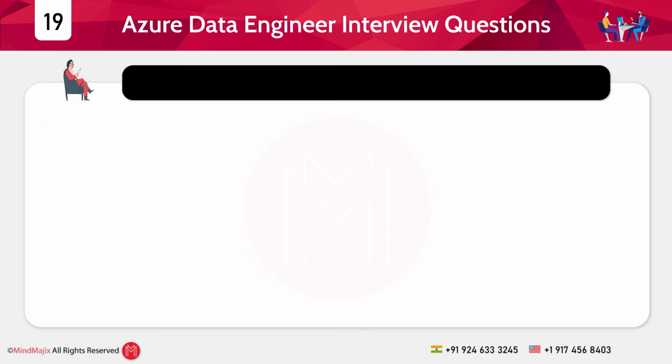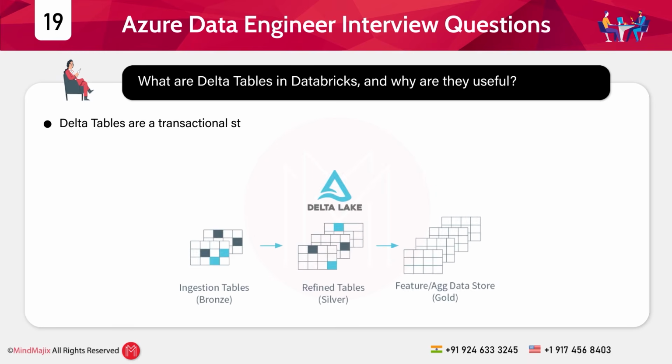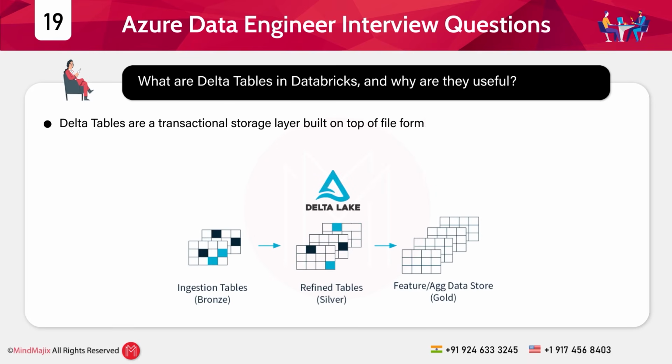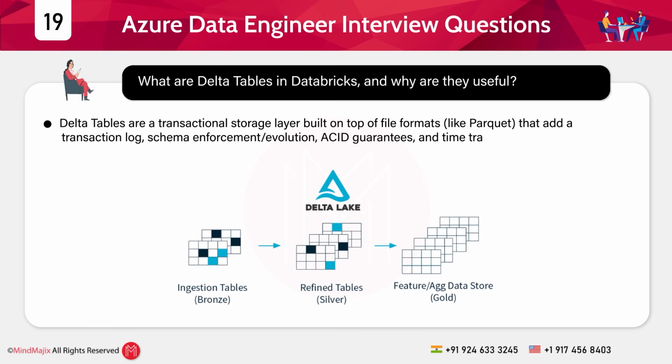The next question is, what are the delta tables in Databricks and why are they useful? So basically, delta tables are a transactional storage layer built on top of file formats that add the transaction log, schema enforcement or evolution, ACID guarantees, and time travel for data stored in data lakes. So the core benefit is that you can reliably perform inserts, updates, and merge operations at scale without locking or risking inconsistent reads.